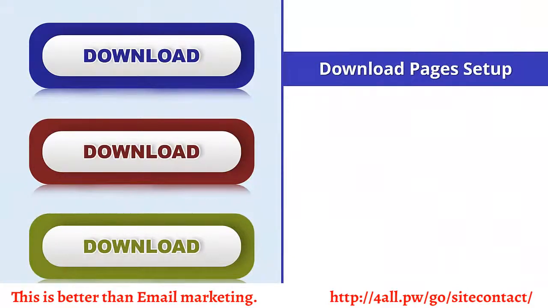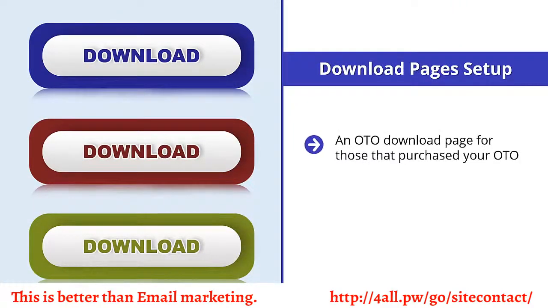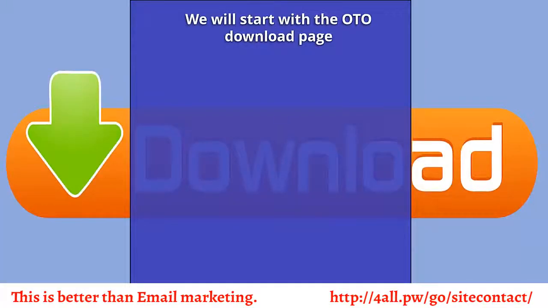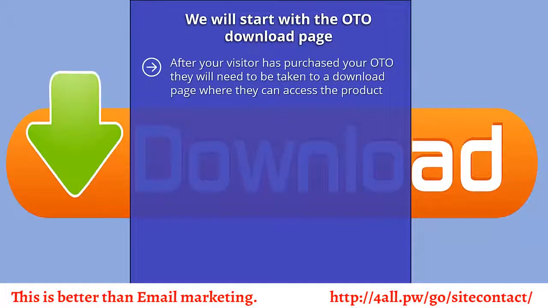Download pages setup. You will be creating 2 download pages, an OTO download page for those that purchase your OTO, and a Lead Magnet download page for all subscribers. We will start with the OTO download page. After your visitor has purchased your OTO, they will need to be taken to a download page where they can access the product. This is simple to create, but there are a few things to consider with this page.